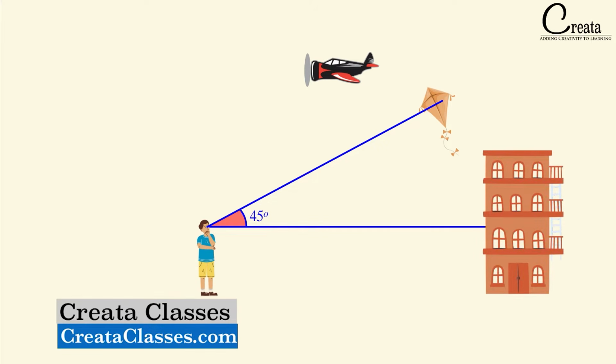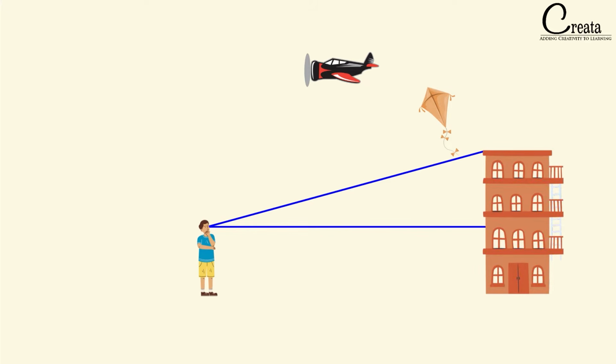This is the building. Now that person shifts his vision to the top of the building. Now again the angle of elevation has been changed and this angle is 30 degree. So we can say our new angle of elevation with respect to the top of the building is 30 degree. So this is the angle of elevation and it changes as the object changes. Firstly, the object is the plane, second the object is the kite, and lastly the object is the top of the building. Got it? So this is the concept.